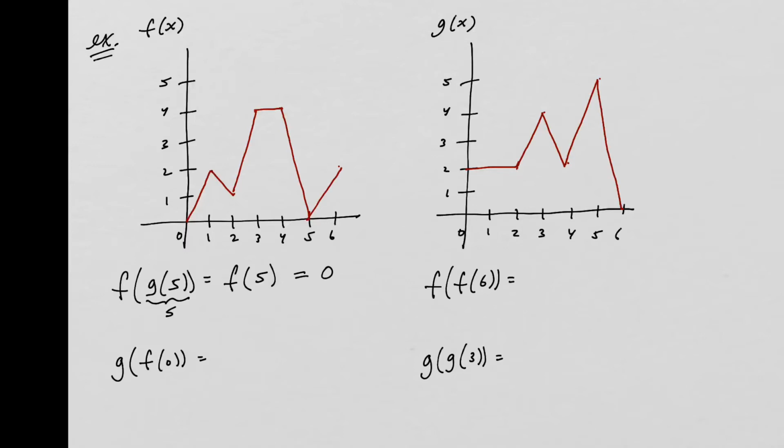Okay, what about g of f of 0? So now I go to the f function first. It's my inside function, so I go to f. Well, what's f of 0? Well, if the input is 0, the output is also 0. So this is the same as g of 0.